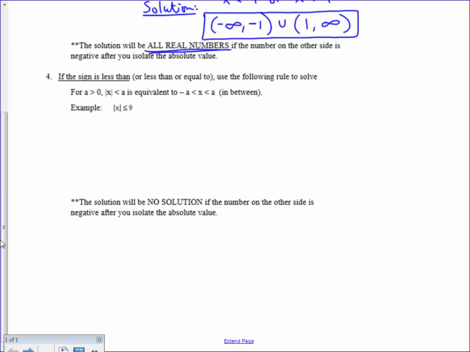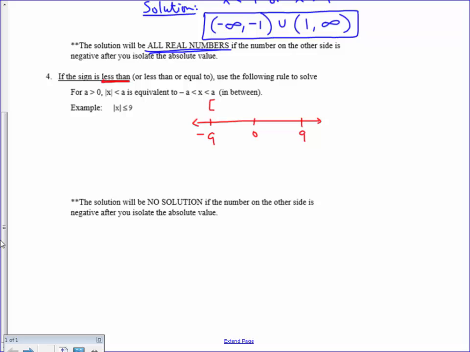Now, if the sign is less than, we're going to do something totally different. And what I've done here is, for example, I have done absolute value of x less than or equal to 9. Think about what values that would be. This is basically saying I want numbers that are 9 or fewer units away from 0. Well, what numbers are 9 units away from 0? I could go 9 units to the right, or I could go 9 units to the left.